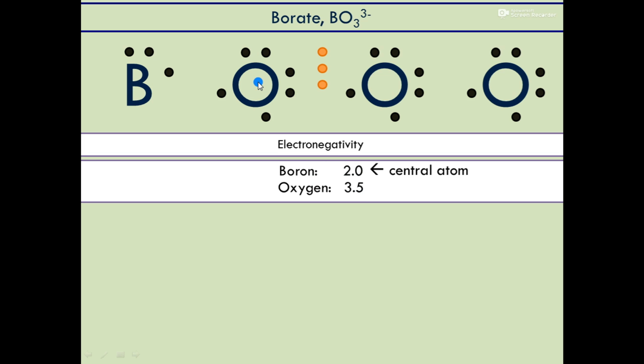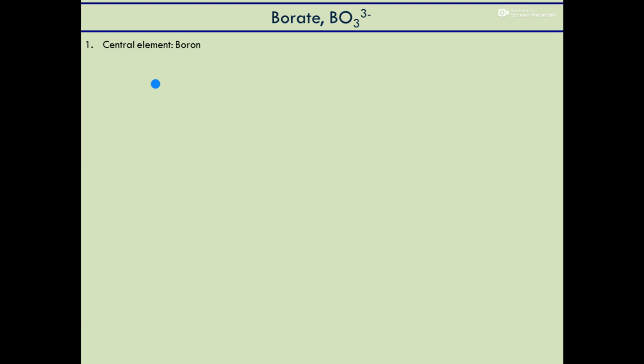Oxygen, with the higher electronegativity, will as much as possible take the electrons of the atoms it is bonded with. So it's not a good central atom compared to boron, which readily gives its electron to the atoms it is bonded with. Right, so let's form a list here. The central element again is boron.